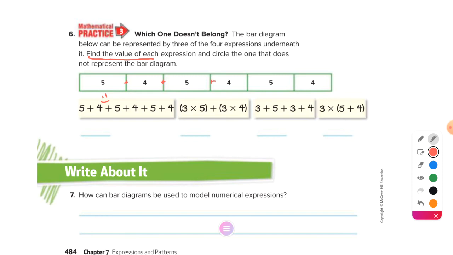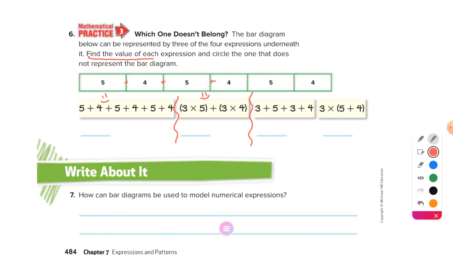The next one says 3 times 5 plus 3 times 4. What do you think, Callie? It's correct because there's 3 5s, and there's also 3 4s. Yeah, there's 3 5s and 3 4s. So we're agreeing that these two are the same. Let's go ahead and put a smiley face there. Let's go ahead and evaluate this one because it's quicker and easier.